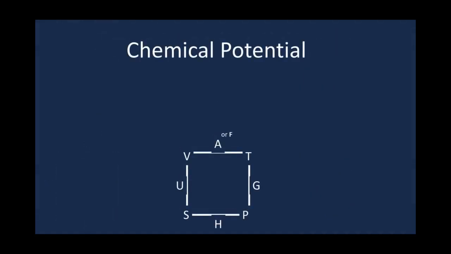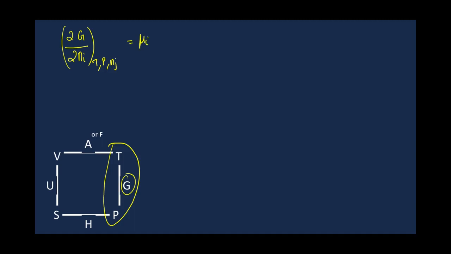So for chemical potential, similarly we can write ∂G/∂Ni at constant T, P and Nj, where Nj denotes the other components, equals μi. And similarly you can write all of these like this.